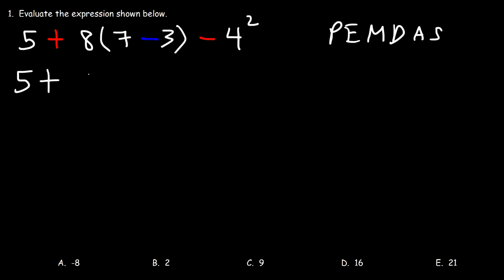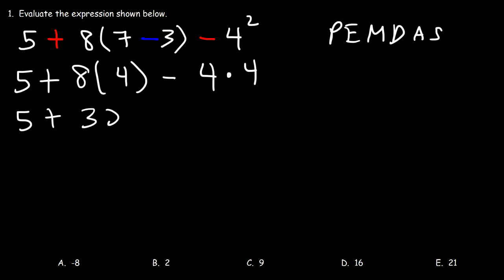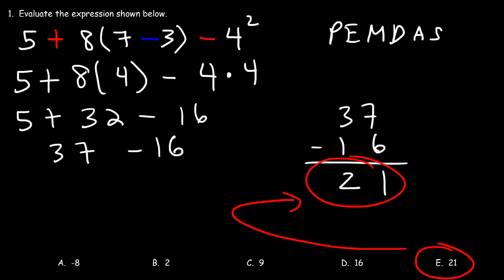So inside the parentheses we have 7 minus 3. 7 minus 3 is 4. And then the next important thing we need to consider is the exponents. 4 squared tells us that we're multiplying 2 4s together, so that's 4 times 4. Now 8 times 4 is 32, and 4 times 4 is 16. So now we can add 5 plus 32 is 37, and 37 minus 16, you could subtract it like this if you want to. 7 minus 6 is 1, 3 minus 1 is 2. So the final answer is 21. So answer choice E is the right answer.